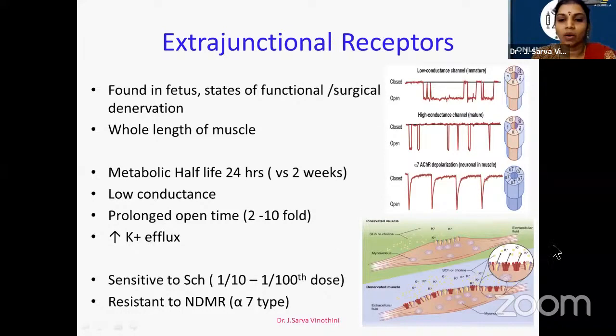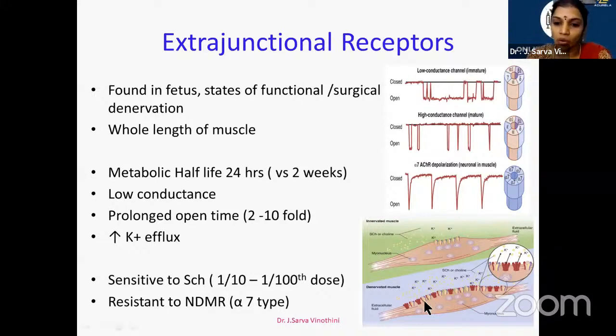Because the receptors are there in the whole length of the muscle, and these receptors are quite unstable when compared to the mature receptors. And they have a low conductance. They do not conduct very fast. They have a very low conductance. But the problem is they remain open for quite a long time. They remain open for around 2 to 10 times more when compared to a mature receptor.